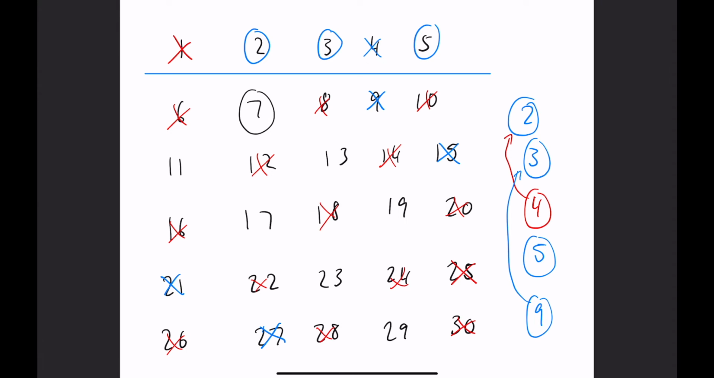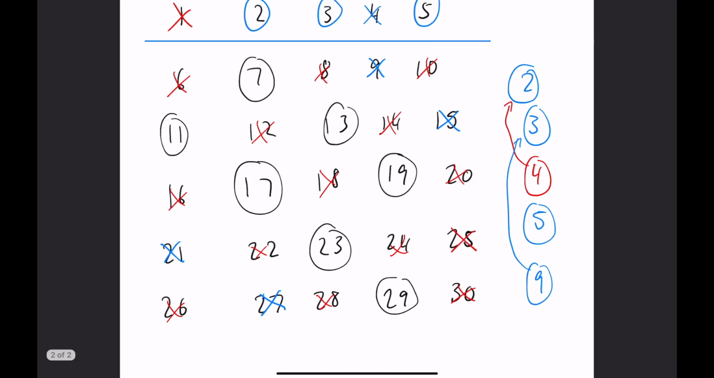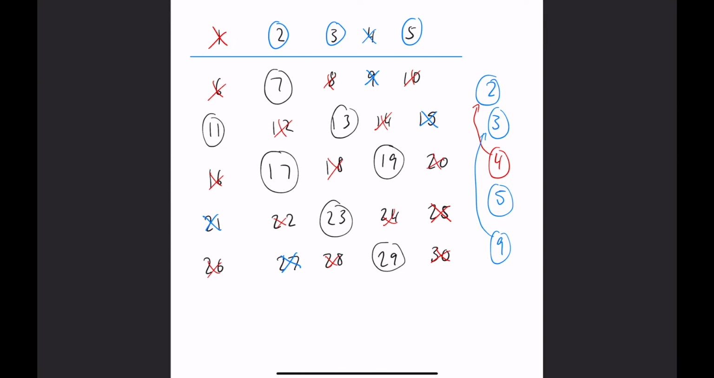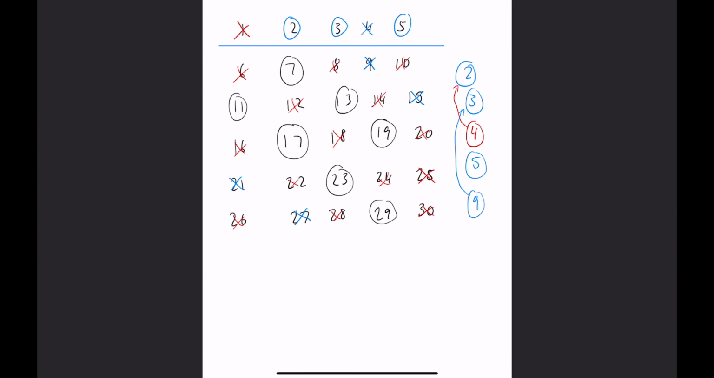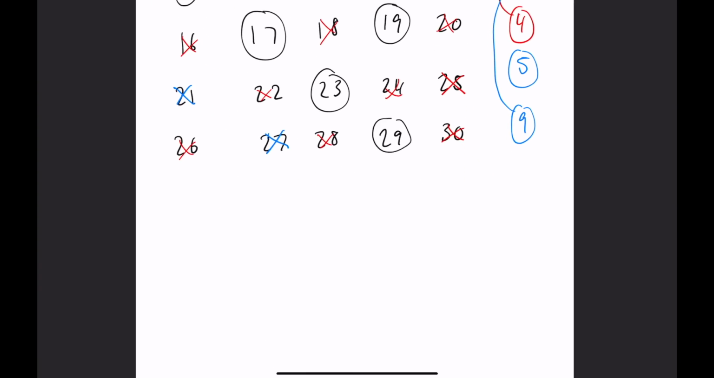So 2, 3, 5, as we already have circled in the top row. 7, 11, 13, 17, 19, 23, and 29. And you could do this all the way up to 100, 1,000, whatever you want. Obviously, it's going to take quite a while. But this will always leave you with all the prime numbers. So, just to recap, all the prime numbers up to 30: 2, 3, 5, 7, 11, 13, 17, 19, 23, 29.